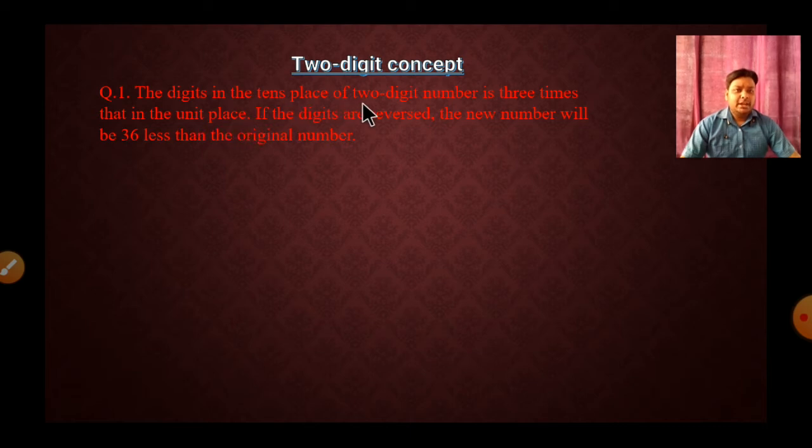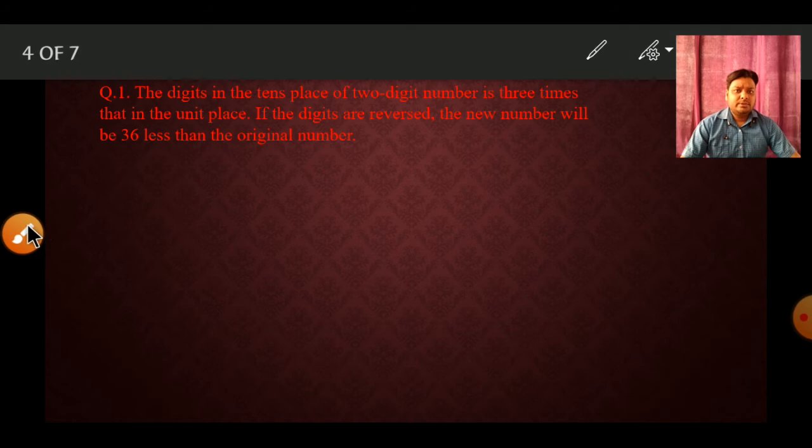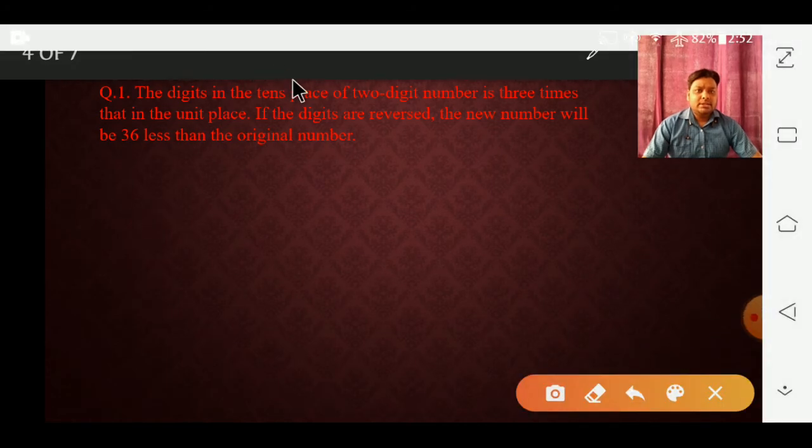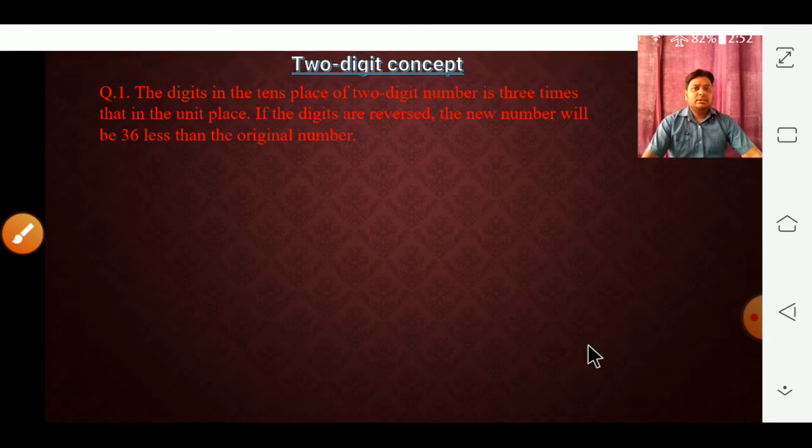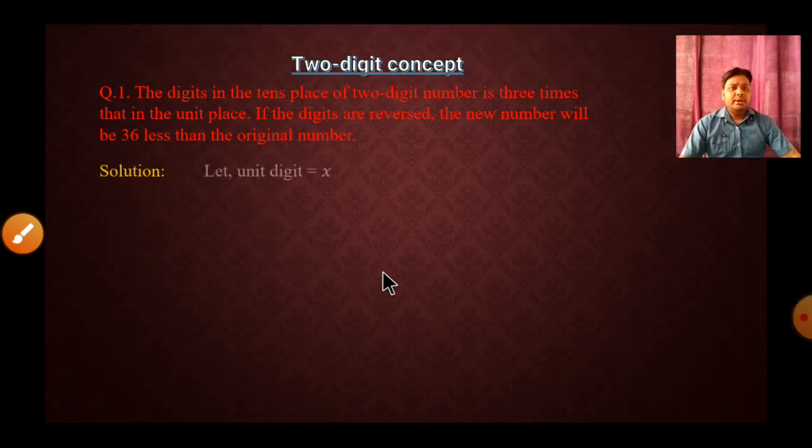What is given? The digit in the tens place of a two-digit number is 3 times that in the unit place. It means here you can see that the tens digit is being compared with the unit digit. So we have to take the comparison unit. It means the unit digit we will take, the second digit. Okay. So we will let the unit digit be x. We will assume the unit digit is x.